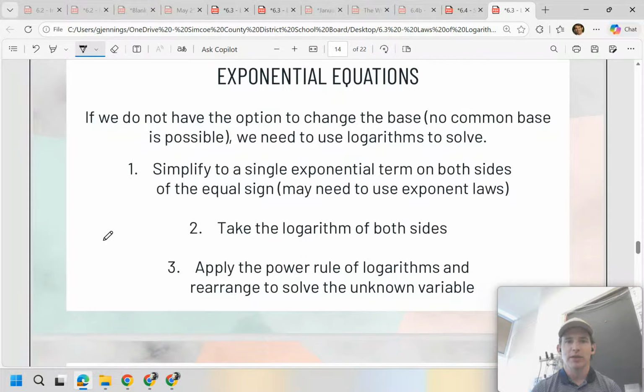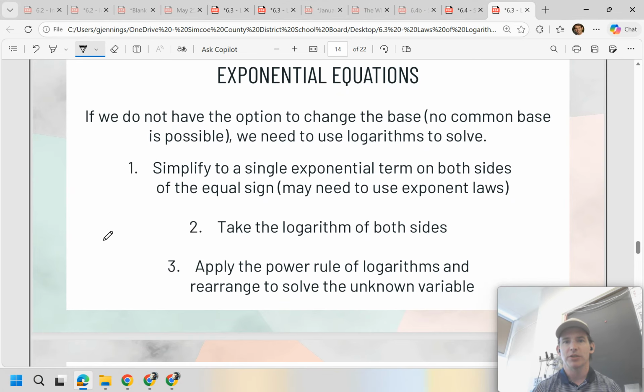Okay, so if we don't have the option to change the base, we can use the logarithms to solve, like if there's no common base available. And so we're going to see this a lot, particularly our power rule is going to be a big part of solving these logarithmic situations where we have an unknown exponent and we can manipulate logs to solve them.